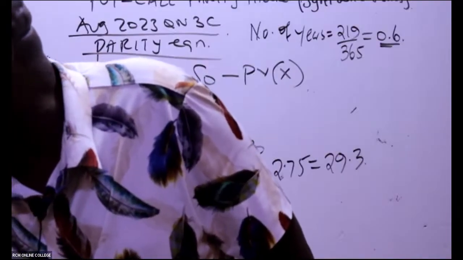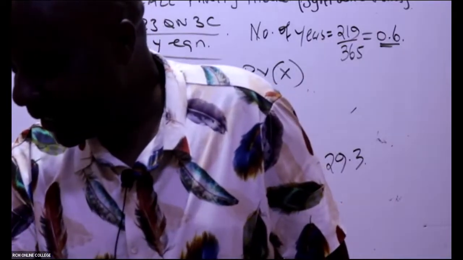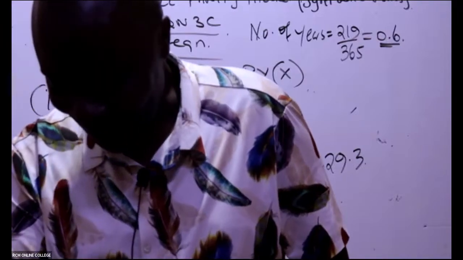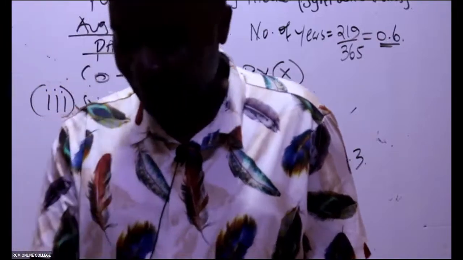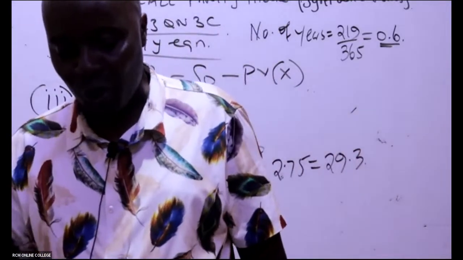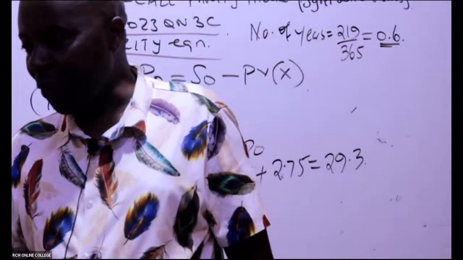SO is the stock price, the one that is provided there. Remember, CO is call price. PO is put price. X is the stock price.